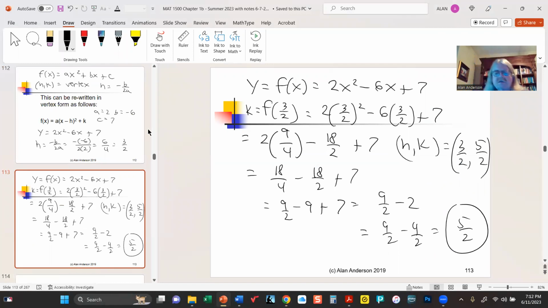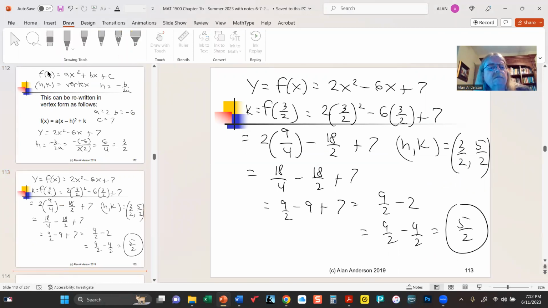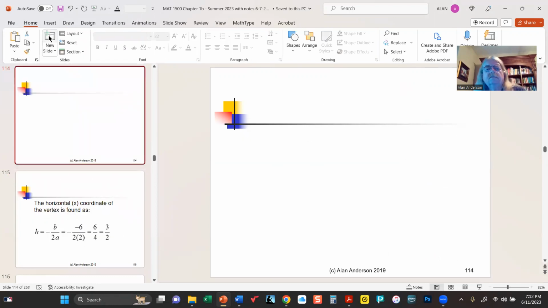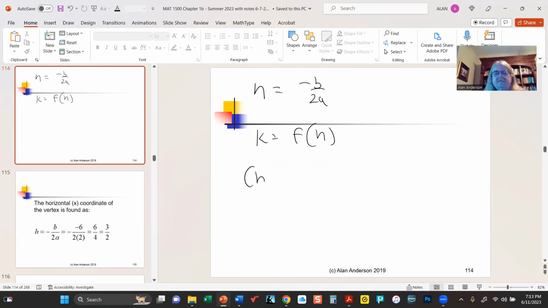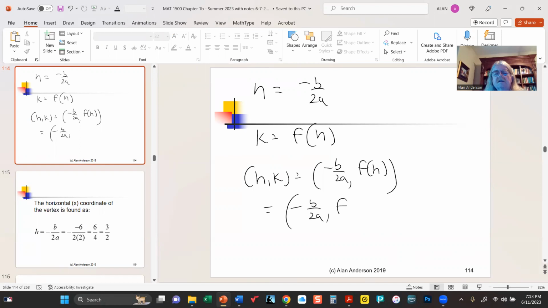So you could write this more generally as H is negative b over 2a. Think of k as f of h. And so that's your vertex. Or what you could even do is just write it that way and you're done. So that's your vertex.